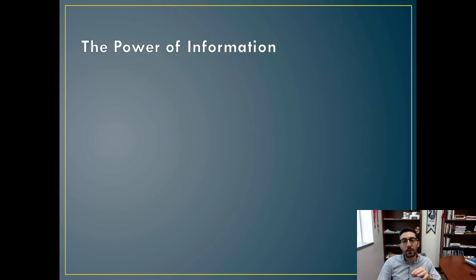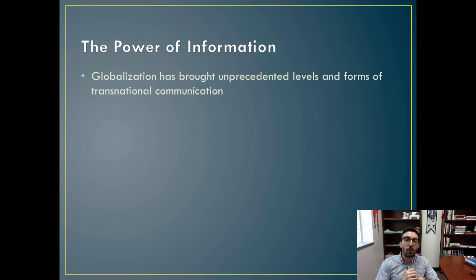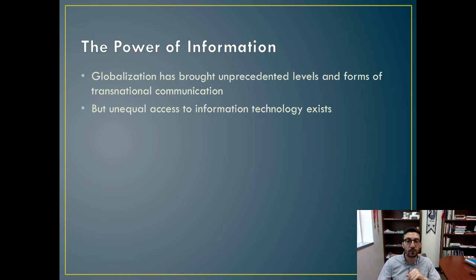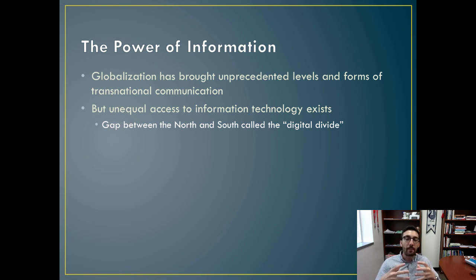So the last thing we're going to conclude with here when we're talking about integration is information. Globalization has brought unprecedented levels and forms of transnational communication, but it hasn't been evenly spread across the world. There's unequal access that persists when we're thinking about new forms of technology and telecommunications. So this gap between the global north and the global south, the developed and the developing countries, has been called the digital divide.